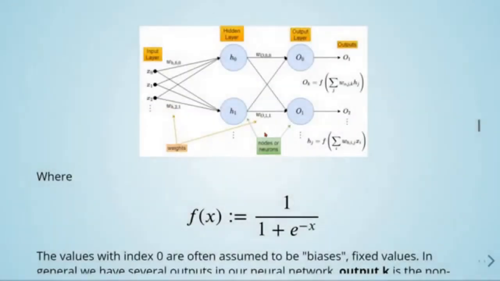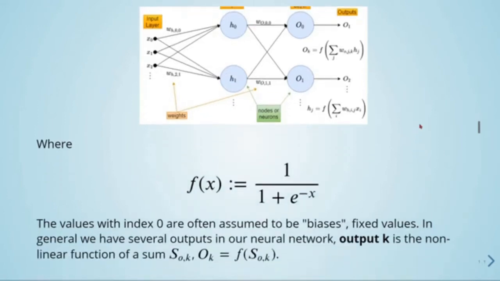So here we have our weights, we have our nodes or our neurons. In this example, we are using the sigmoid functions. So the values with index 0 are often assumed to be the biases. So they're fixed values. In general, we have several outputs in our neural network.